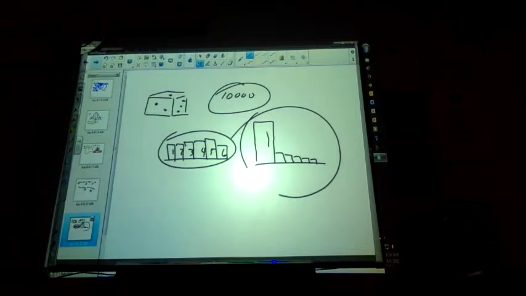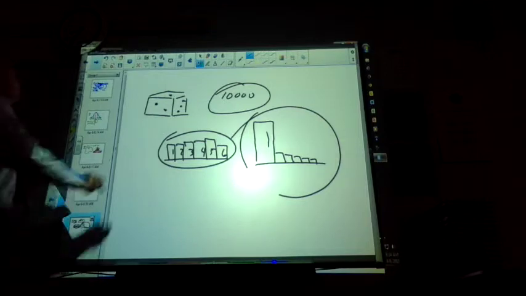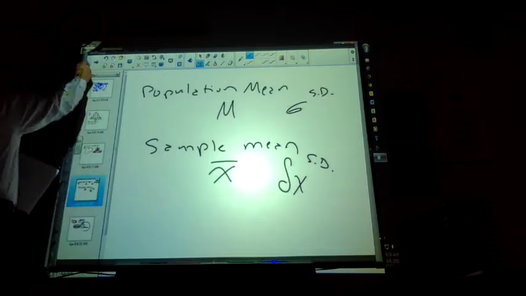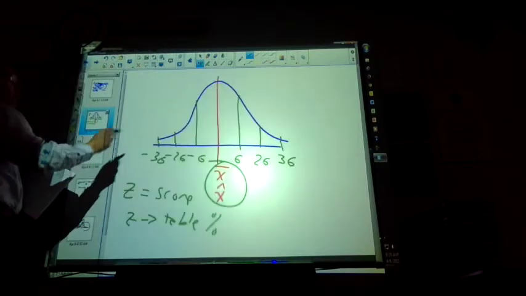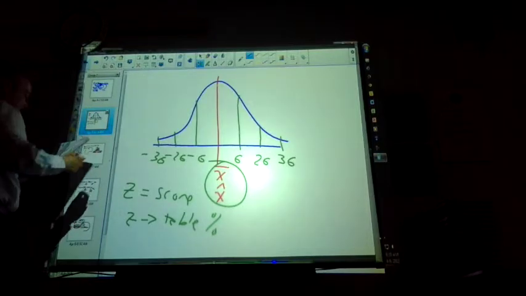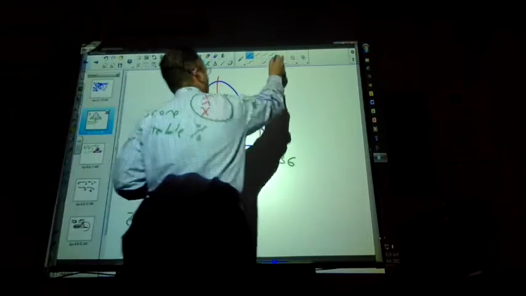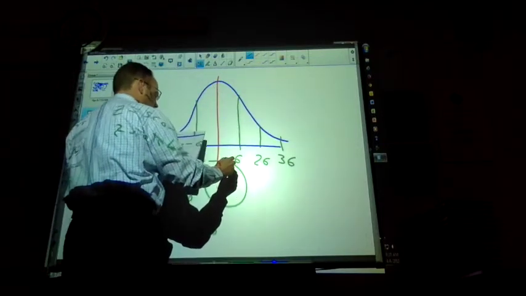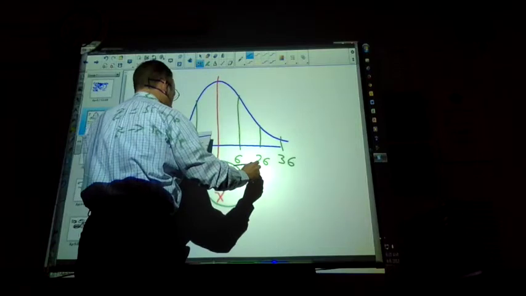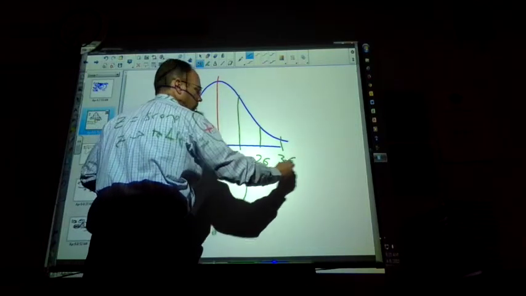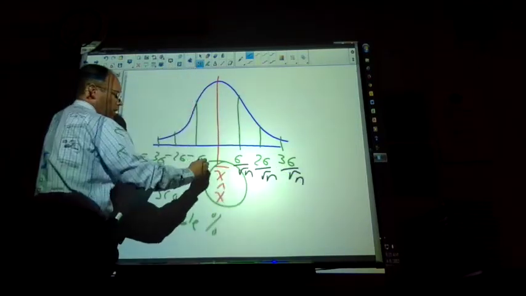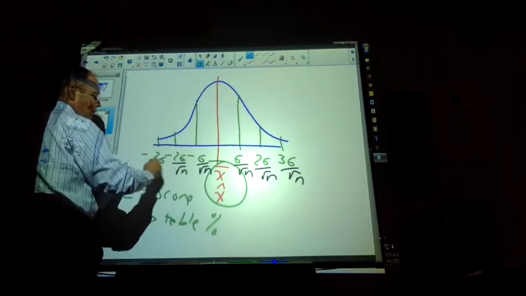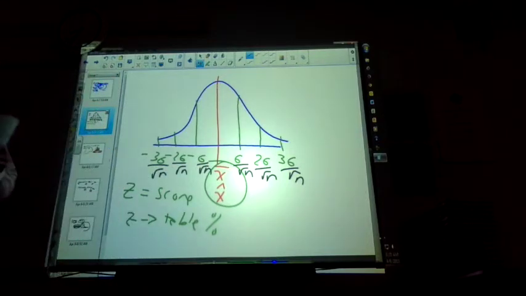Okay? So, creating your sampling distribution. We're going to go back to the normal curve, and we're going to change it slightly. I still use black. So this is going to be over the square root of n, over the square root of n, for each of the standard deviations. So I changed the standard deviations to deal with the sampling.